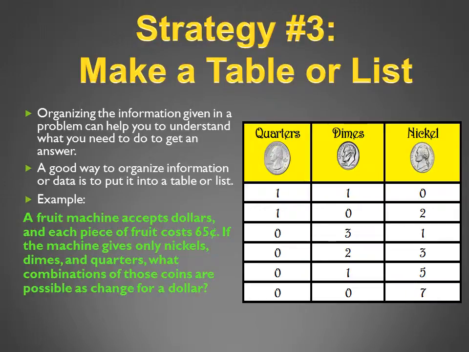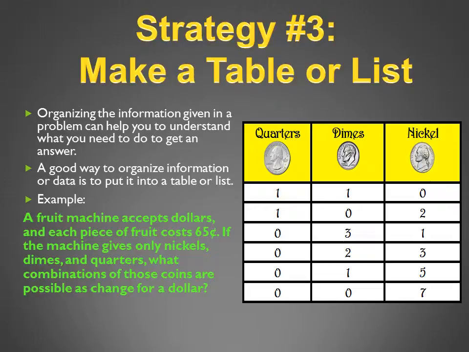Strategy 3 is to make a table or list. Organizing the information given in a problem can help you to understand what you need to do to get an answer. A good way to organize information or data is to put it into a table or a list.